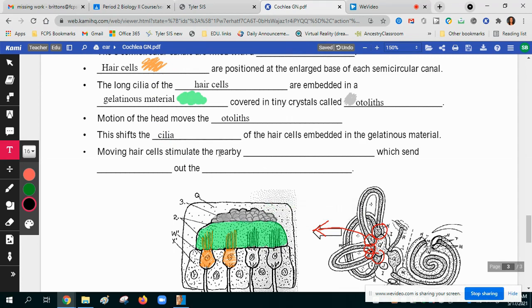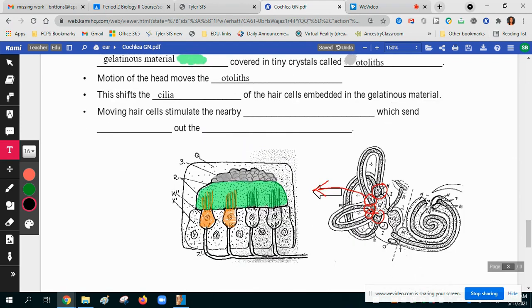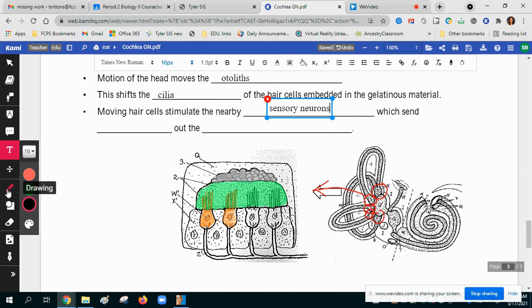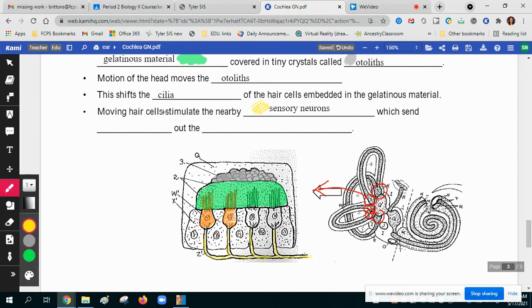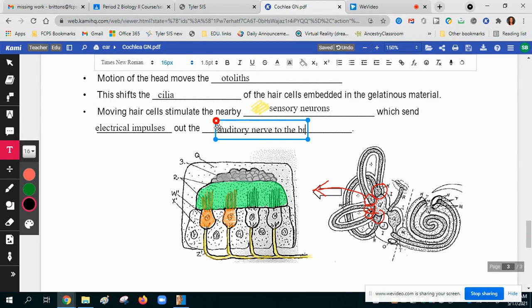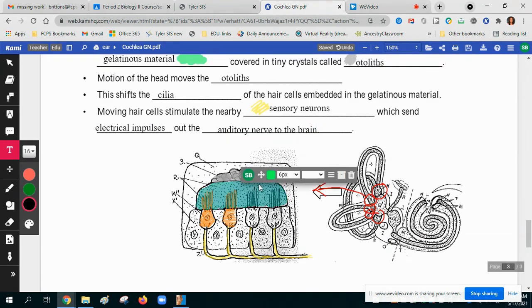Moving hair cells stimulate the nearby neurons. That's these little strands down here. We'll color those yellow. So moving hair cells stimulate the nearby sensory neurons, which send electrical impulses out the auditory nerve to the brain. So this little Jello mold with the crystals on top of it and the hair cells embedded in it is all positioned at these red circles.